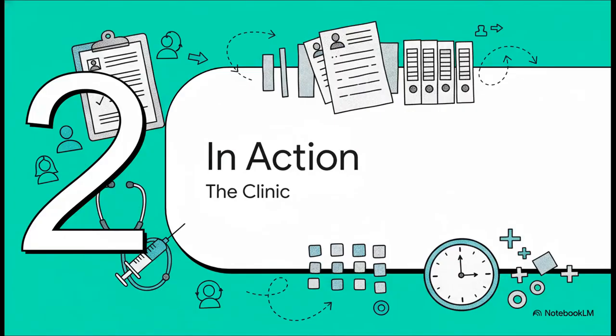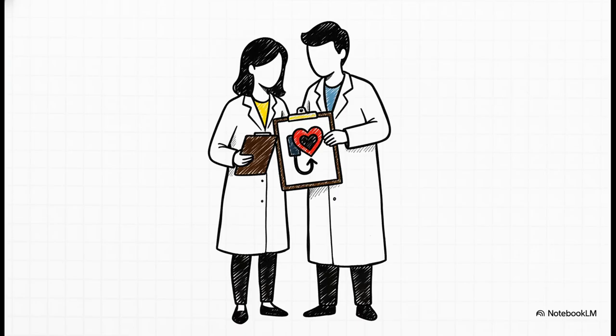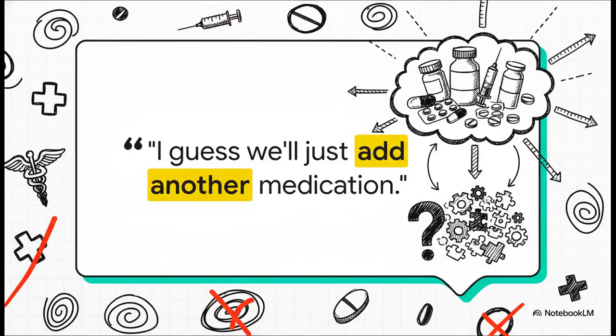All right, so that's the theory. Let's see how this thing actually plays out in the real world. We're going to start in a busy outpatient clinic. So here's the setup. You're the preceptor, and a junior resident just saw a 68-year-old patient whose blood pressure is still way too high, even though they're on medication. And there it is. The learner says, I guess we'll just add another medication. Ding, ding, ding. That's our trigger. They've made an immediate leap to a purely pharmacological solution, completely bypassing the bigger picture.